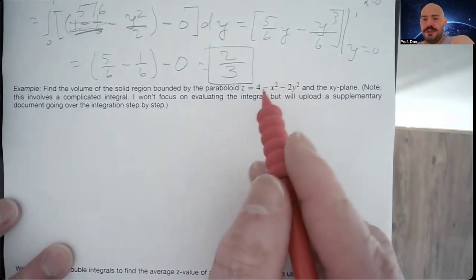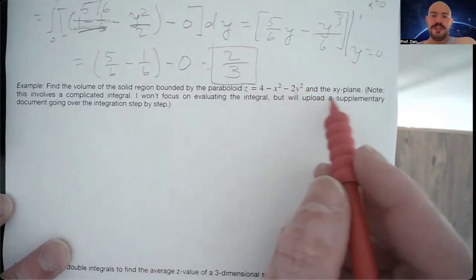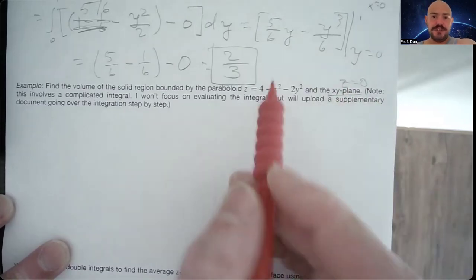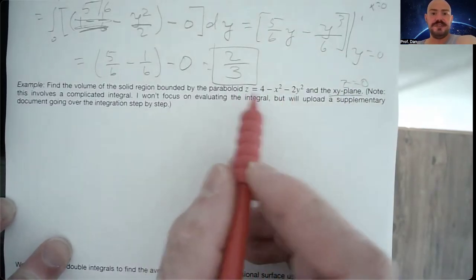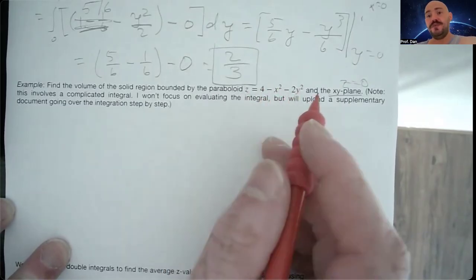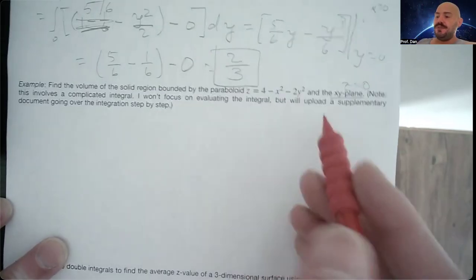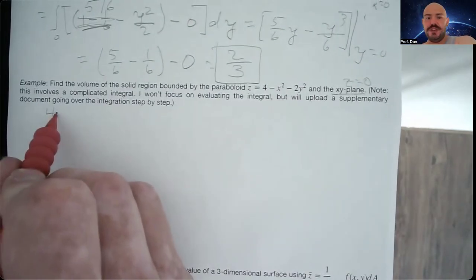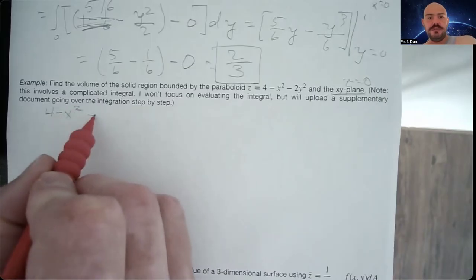So for this one, we know that for the xy plane, the z coordinate is equal to 0. For every other point on the surface, z is equal to whatever this is when you plug in the x and y. So I can find my intersection points by setting those two things equal to each other.